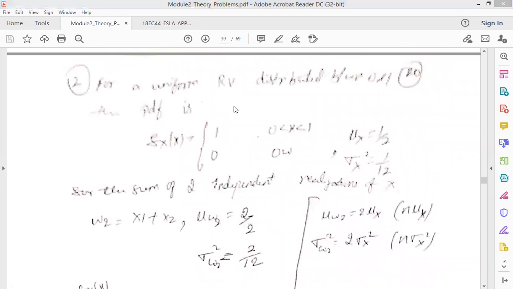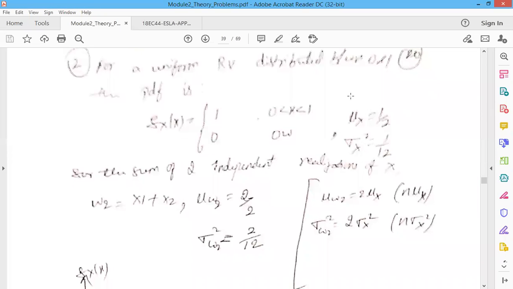So next, I'm going to take the last topic for today's class. So here we are going to take one more example. For a uniform random variable which is distributed between 0 and 1, the PDF, as we know, is defined by fx of x is equal to 1 for x between 0 to 1, and it takes the value 0 for other values of x.